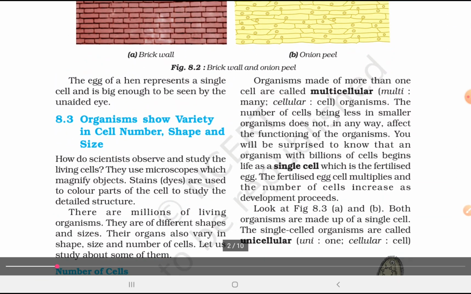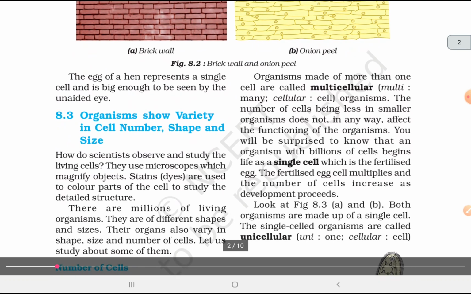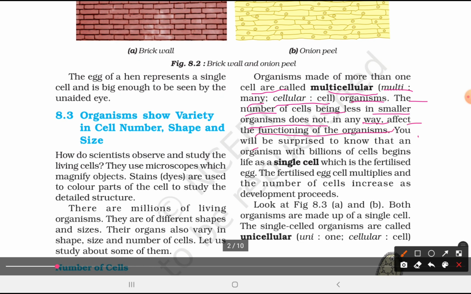Organisms made up of more than one cell are called multicellular, where multi means many, cellular means cell. The number of cells being less in smaller organisms does not in any way affect the functioning of the organism. You will be surprised to know that an organism with billions of cells begins life as a single cell, which is the fertilized egg. The fertilized egg cell multiplies and the number of cells increases as development proceeds.